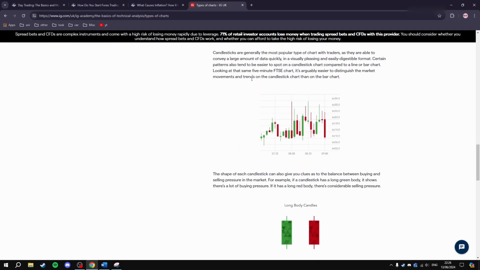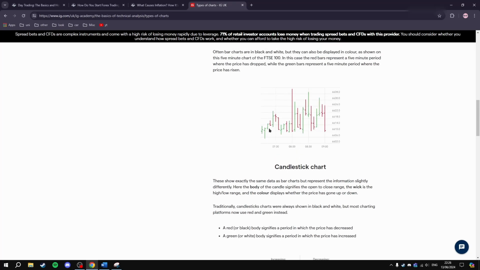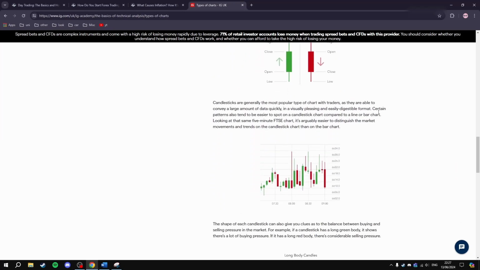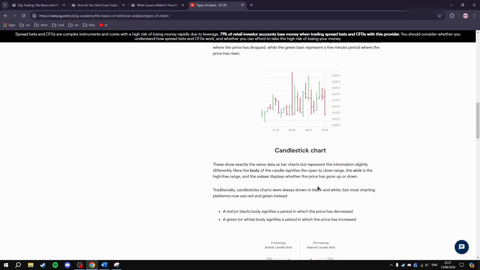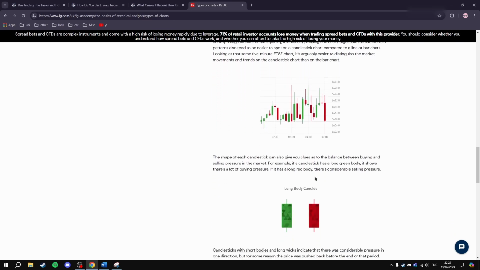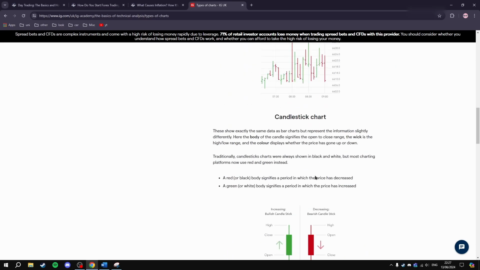Candlesticks are generally the most popular type of chart for traders, as they are able to convey a large amount of data quickly in a visually pleasing and easily digestible format. Certain patterns also tend to be easier to spot on a candlestick chart compared to a line or bar chart. Looking at the same 5-minute FTSE chart, it's arguably easier to distinguish the market movement and trends on the candlestick chart than on the bar chart.